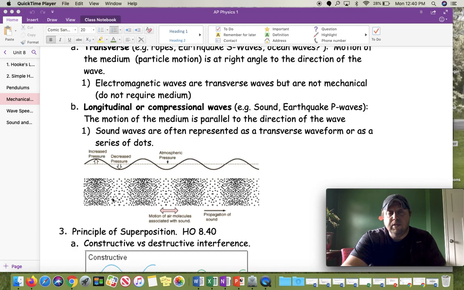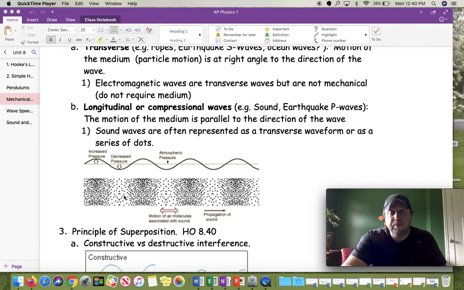Another way they may represent this is with dots. They'll have a couple of dots here that are very close together, and then the dots get further spread apart and then close together. But instead of drawing 8,000 dots like the picture has, it'll just put them all in a straight line. So that's another way to represent it.